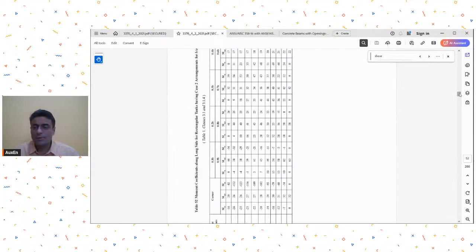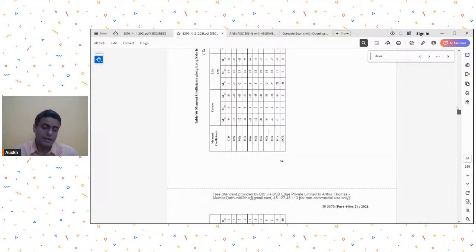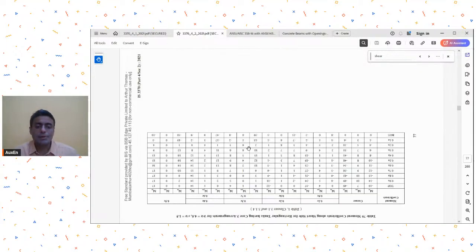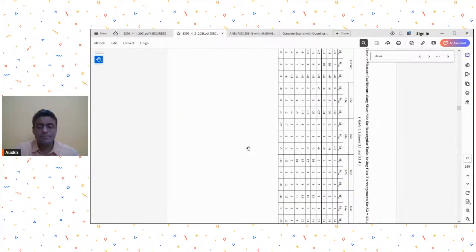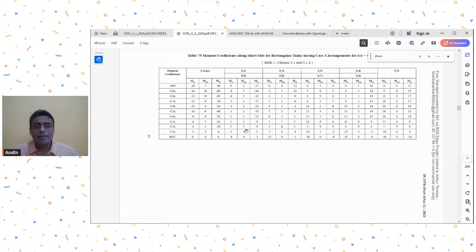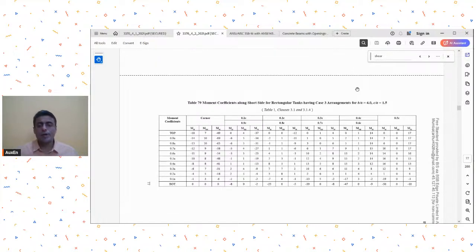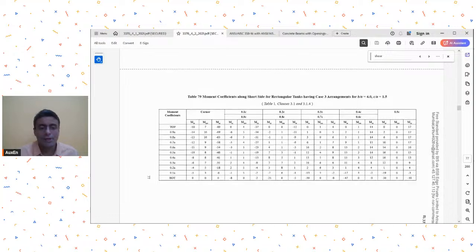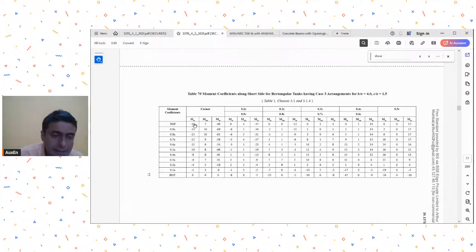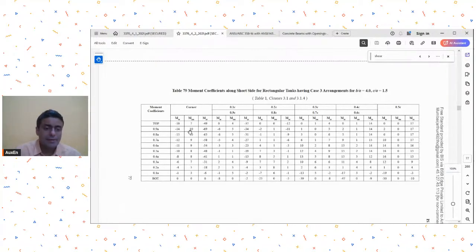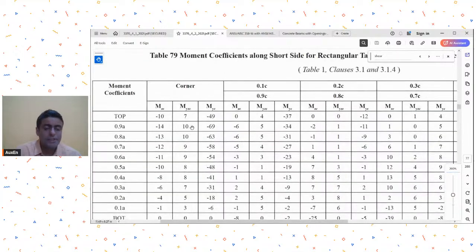I don't know what I'm seeing. Table 86 maybe. Okay, table 86, we go to this. So your tank will have a long wall and a short wall. For example, this table 79 is for the short wall, and this table is for B by A of 4, C by A of 1.5, and then you will see moments MXC, no, MZC, MYZC, MYC.